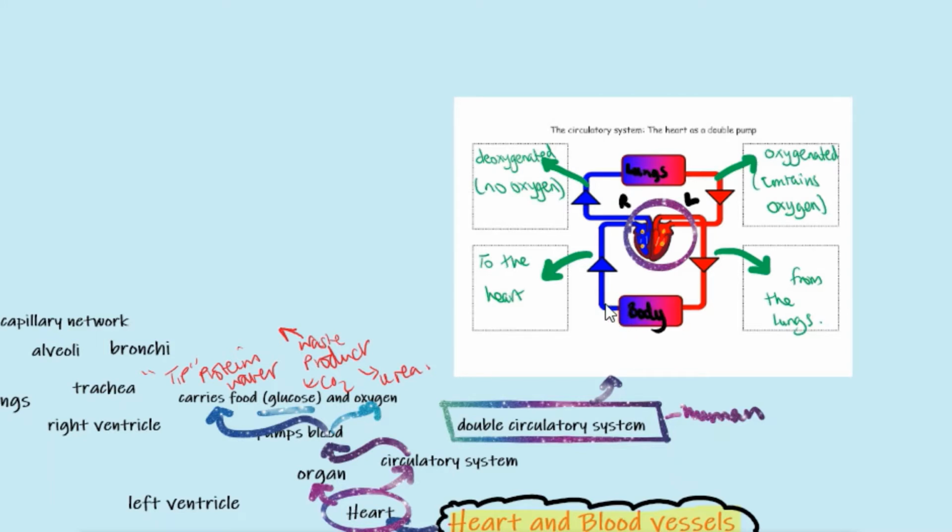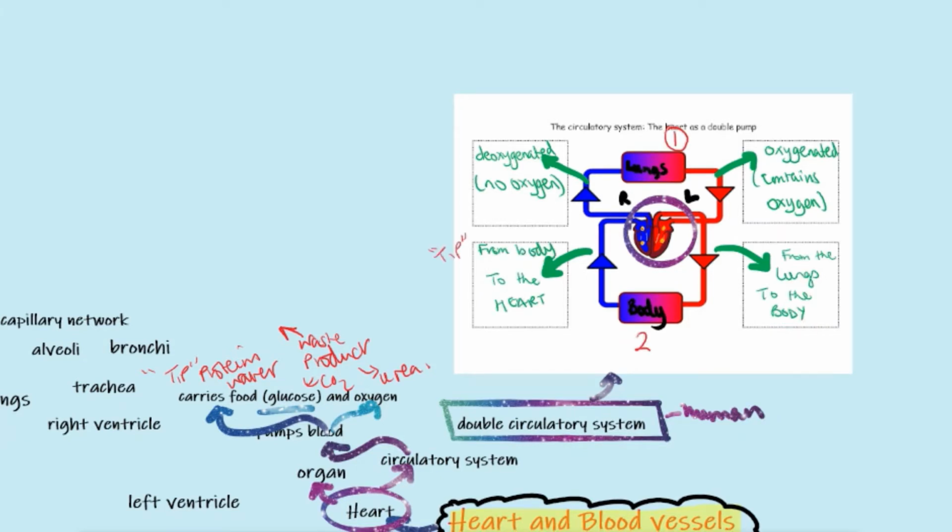This deoxygenated blood goes back into the heart for the second time, and it goes down into the ventricles and out of the ventricles back up to the lungs to collect some more oxygen, and the cycle keeps going on. To remember, the blood is oxygenated when it goes from the lungs to the body, and when it comes from the body and goes to the heart, it is deoxygenated.